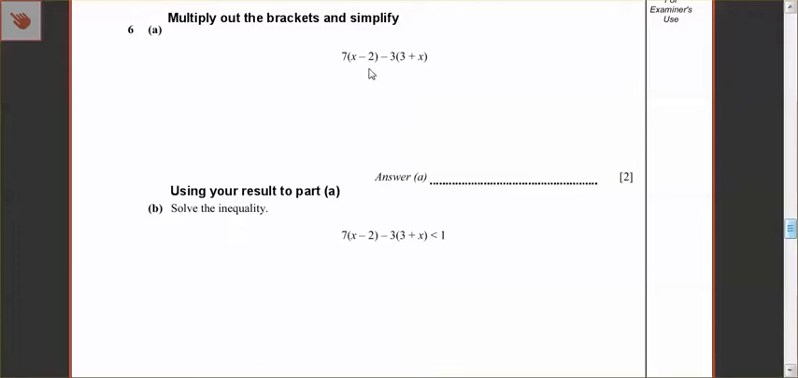Okay, so multiplying out the brackets, hopefully you ended up with 7x minus 14, minus 9, minus 3x, and then we collect them. That's 4x and minus 23. So much working out for nothing. There's hardly any working out for marks. That's the answer.